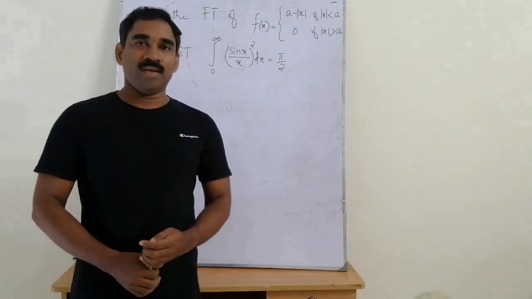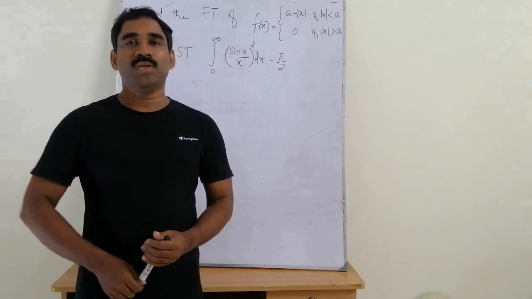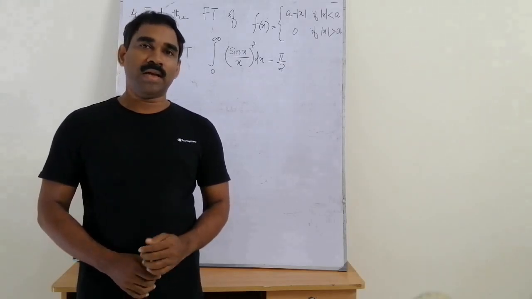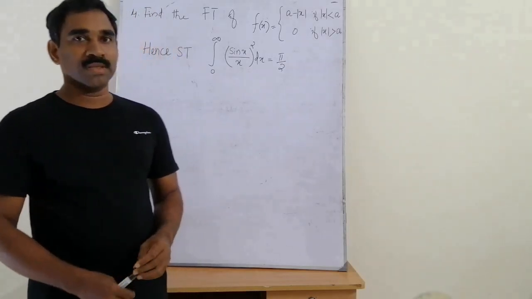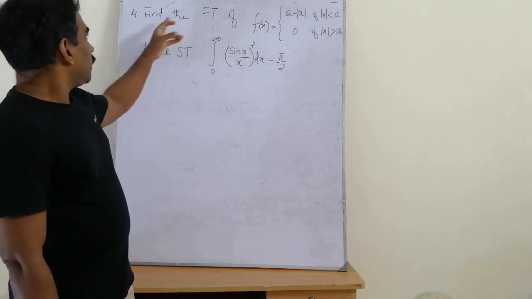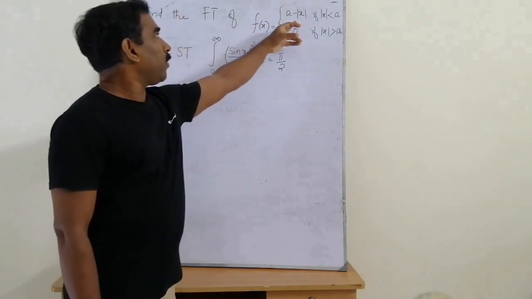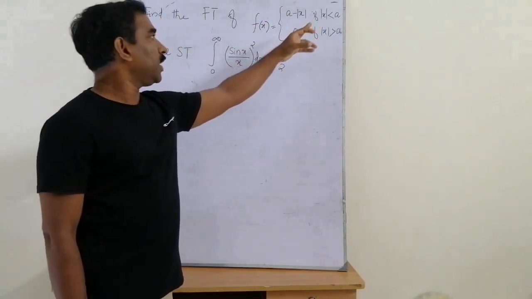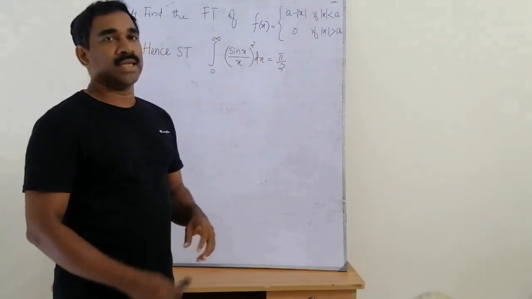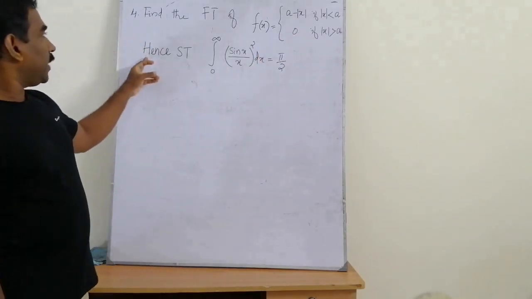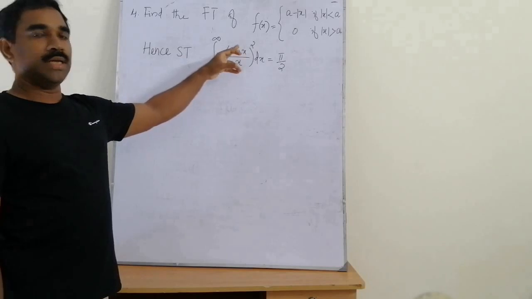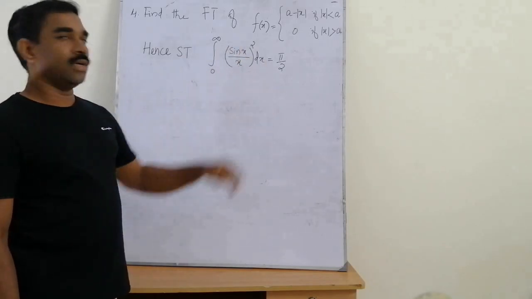Welcome back. In this video lecture, we will discuss the computation of Fourier transform and Fourier integral representation of a discontinuous function. Consider the function f(x) equal to a minus mod x if mod x less than a, equal to 0 if mod x greater than a. And hence show that the integral from 0 to infinity of (sin x by x) the whole square is equal to pi by 2.